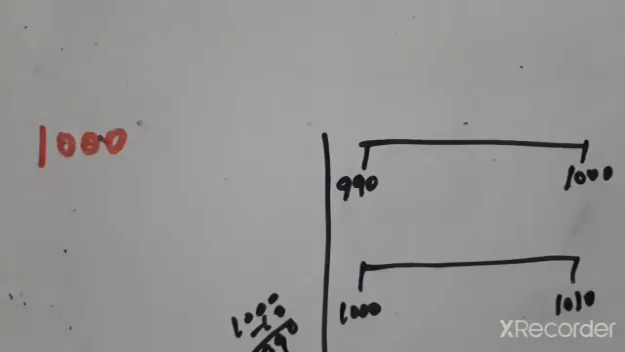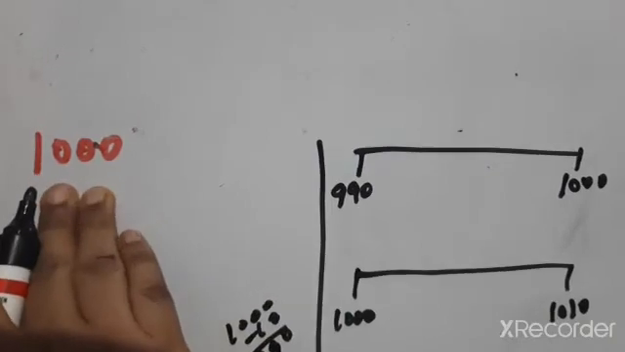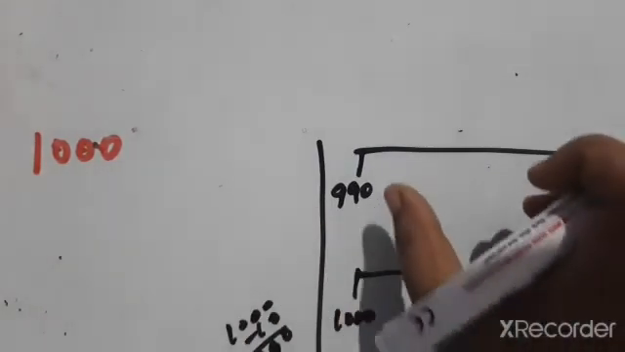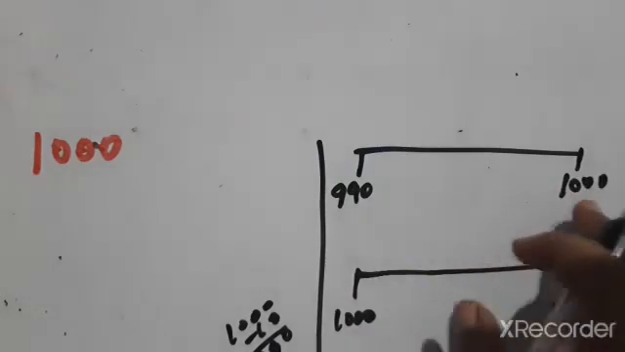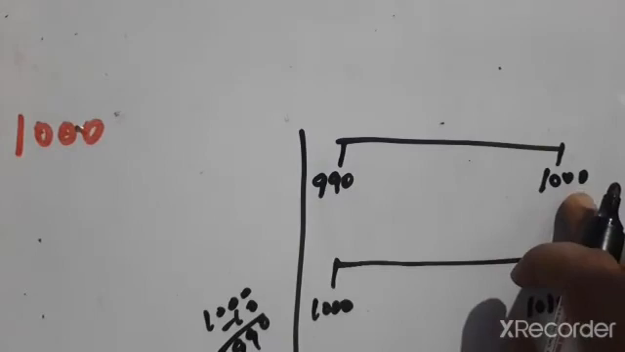Now the next, the third one, is 1000. What numbers can be rounded to the nearest tens place? Here 1000 is given. What number can be rounded to 1000? Nearest tens means the difference should be 10. 1000 is given, so write 1000 right here first on the number line.